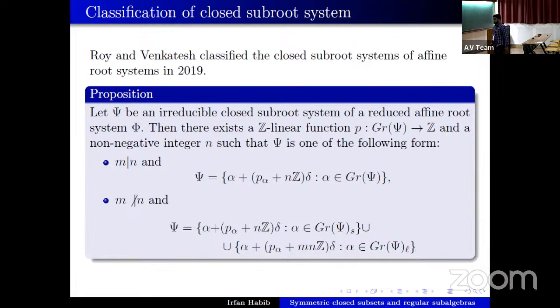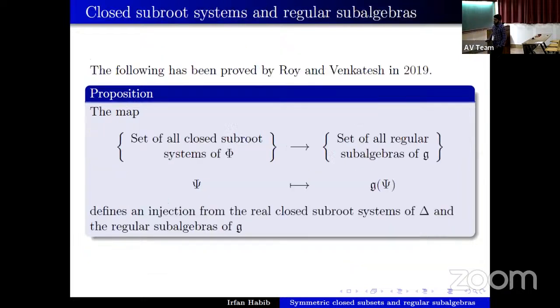Using that, in 2019, Roy and Venkatesh classified the maximal closed subroot systems. At first, they showed that it is enough to classify irreducible ones, and they showed that there are exactly two types of irreducible maximal closed subroot systems. The statement says that there exists a Z-linear function and a non-negative integer n so that Xi is of this form when m divides n, and if m does not divide n, then Xi is of this other form. For short roots and long roots, the subgroups are different. These two forms will show up again in our classification.